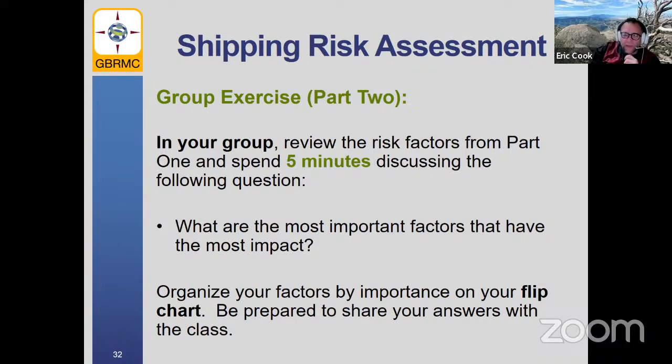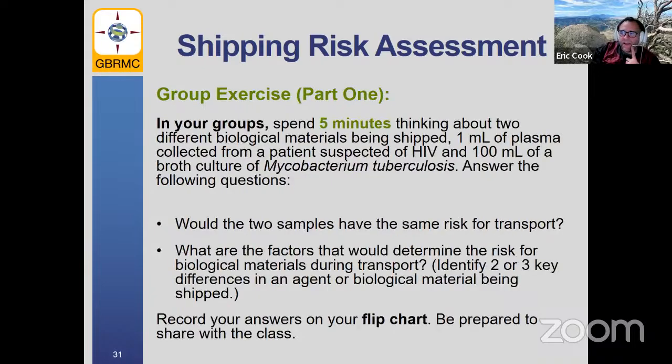So another way to think about it is, if we go back to that scenario that we talked about at the beginning, why is this shipment of 100 milliliters of a broth culture more dangerous than 1 milliliter of HIV plasma? So what are the factors that make one shipment more dangerous than another? Let's say I have an agar scab of E. coli in one shipment, and I have a full petri dish of Brucella abortus. Which is more dangerous, and why? What are the factors that make something more dangerous than something else?